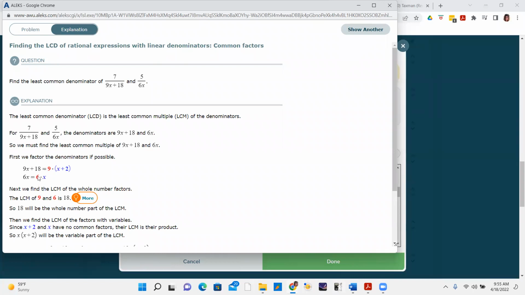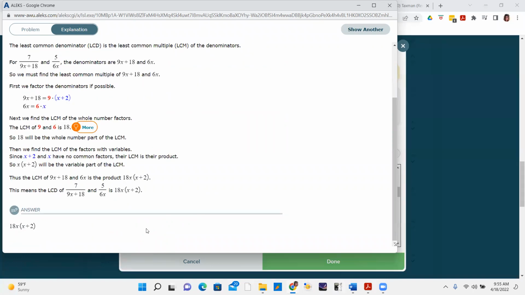So you're going to factor everything. The LCM of 9 and 6 is 18. You do need the x and then the x plus 2.